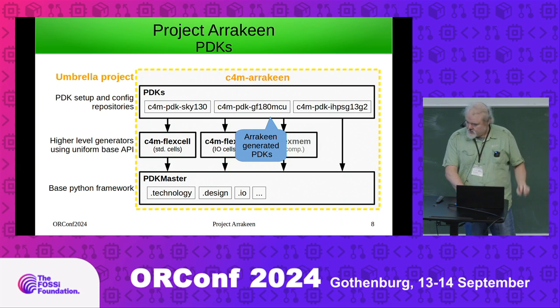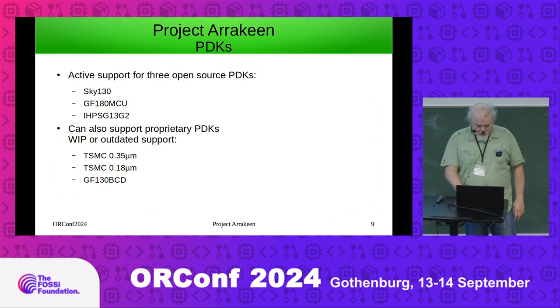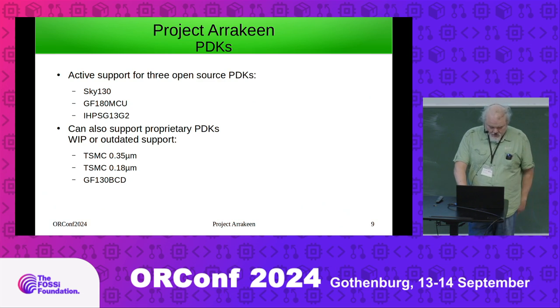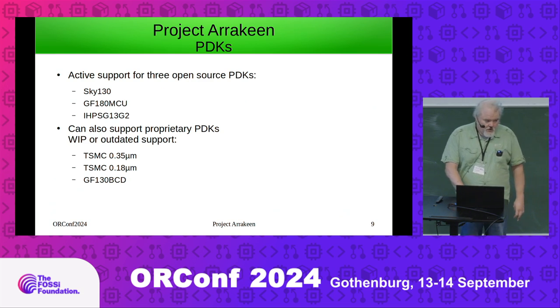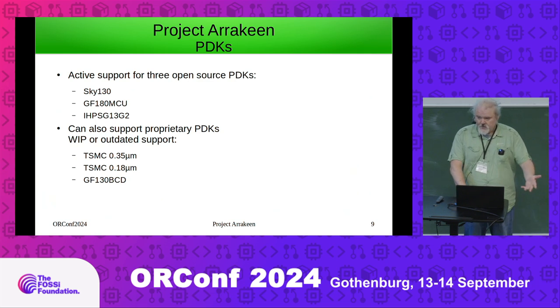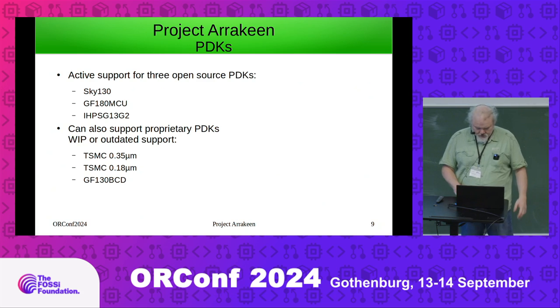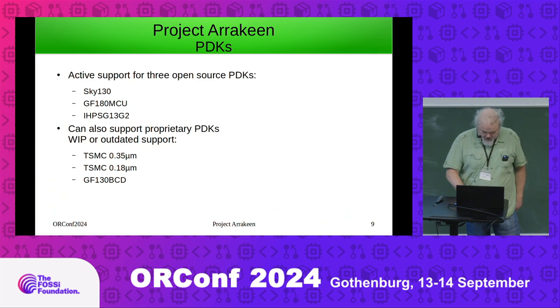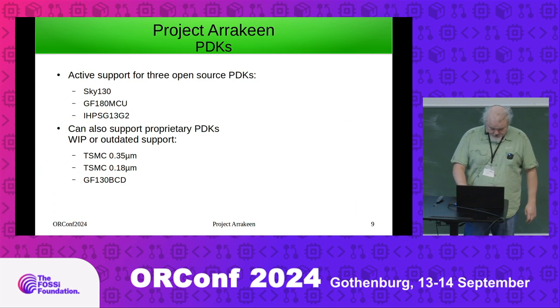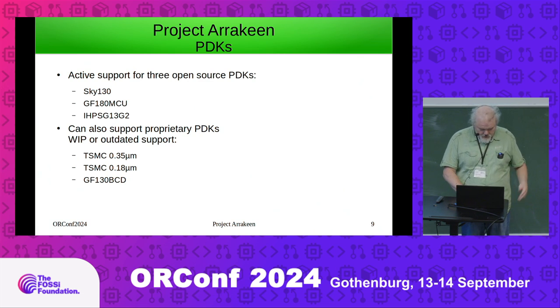And then at the top, you have the PDKs, which combine everything. Currently, I'm actively supporting the three open source PDKs, Sky130, GlobalFoundries 180, and IHP 0.13 micrometer technology. But I don't want to support only open source PDKs, but also closed, proprietary PDKs. It's my opinion that you can also use open source tools to make a design in a proprietary technology, like you can use open source GCC to compile a program for a proprietary x86 processor. You should be able to do that also with open source for chips. In the past, I've done a 0.35 micrometer tape out, 0.18 micrometer, and in ChipFlow, we are also looking at GlobalFoundries 130. But this is mainly work in progress and not always kept up to date.